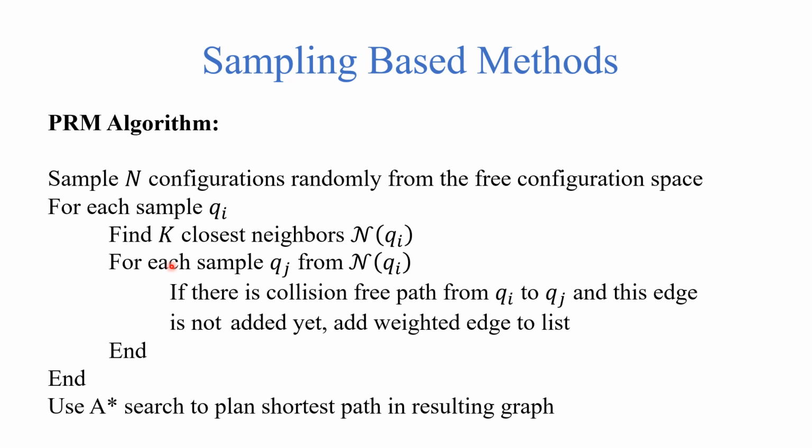Now we go in another loop where for each of these neighbors, Qj, from the neighbors of Qi, we test if there is a collision-free path from Qi to Qj, and we test whether this particular edge from Qi to Qj was not added yet. We then add this weighted edge to our list of previously found edges, and that would end the inner loop. And then we loop this for every sample until we're completely over. Now we have a connected graph that describes the free configuration space of the robot. Finally, we use the A-star search to plan a shortest path in the resulting graph.